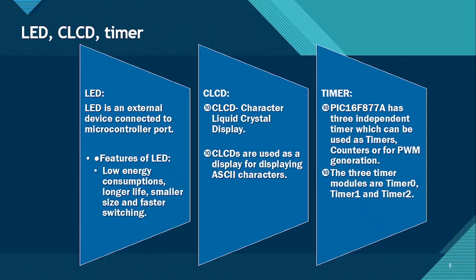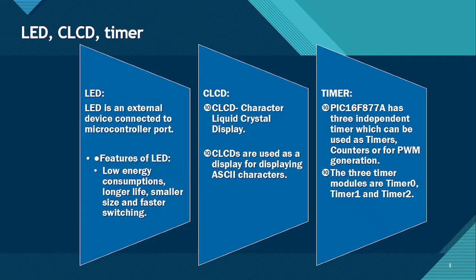Moving on to the CLCD, the character liquid crystal display, it serves the purpose of displaying ASCII characters. We can access a CLCD in 2 modes. The communication can be established in 2 modes: one is a 4-bit mode and the other is an 8-bit mode. Moving on to the timers, there are 3 types of timers inside the PIC16F877A. The timers can be used as counters or for PWM, pulse width modulation, generation. So let's have a deeper look into the timers.